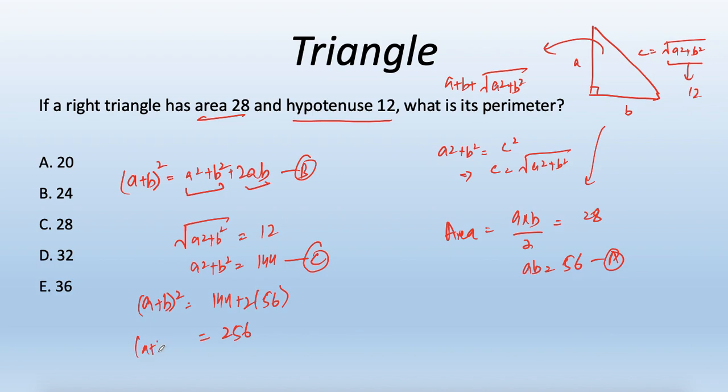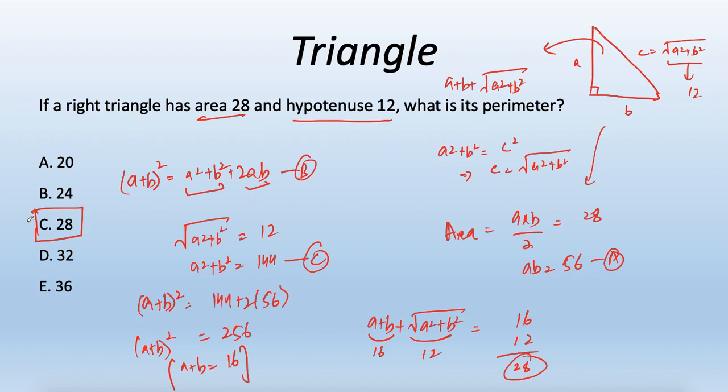And if I take the square root on both sides, that means A plus B is equal to 16, because length can't be negative. So that's why A plus B is equal to 16. So what is the perimeter? That will be A plus B plus the square root of A square plus B square. So this is 16 and this is 12. So this will be 16 plus 12, which is 28. So the required answer is 28.